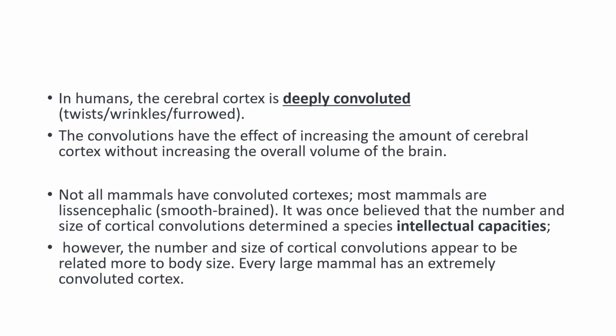But not all mammals have convoluted cortex. Most of the mammals have a smooth brain. Earlier, it was believed that the deeper the convolutions, or the more convolutions the cerebral cortex has, the more intellectual the person is. But now they have realized the number and size of cortical convolutions is more related to the body size of an individual.